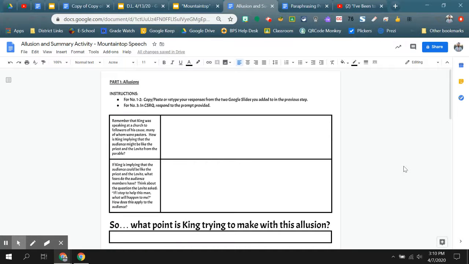On to today's assignment. This is going to be two parts, but as you'll see, a lot of this stuff is going to be just copying and pasting things that you've already done. All right, so let's talk about it. Part number one, right here.